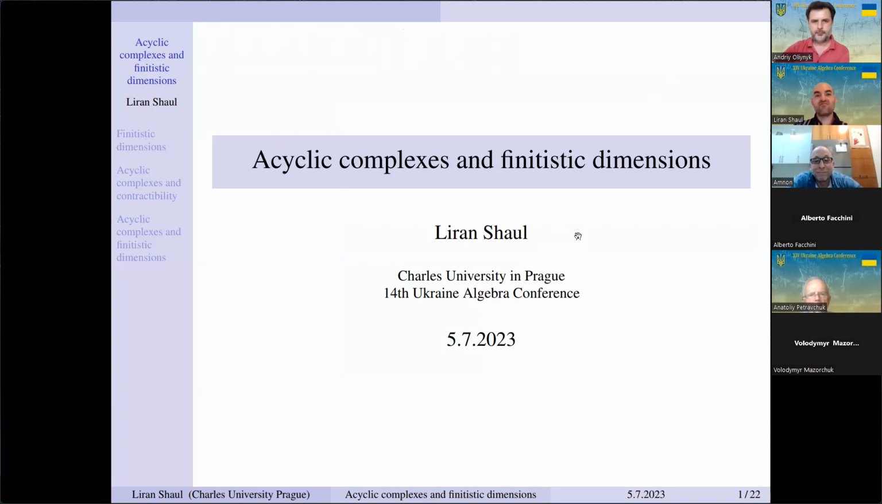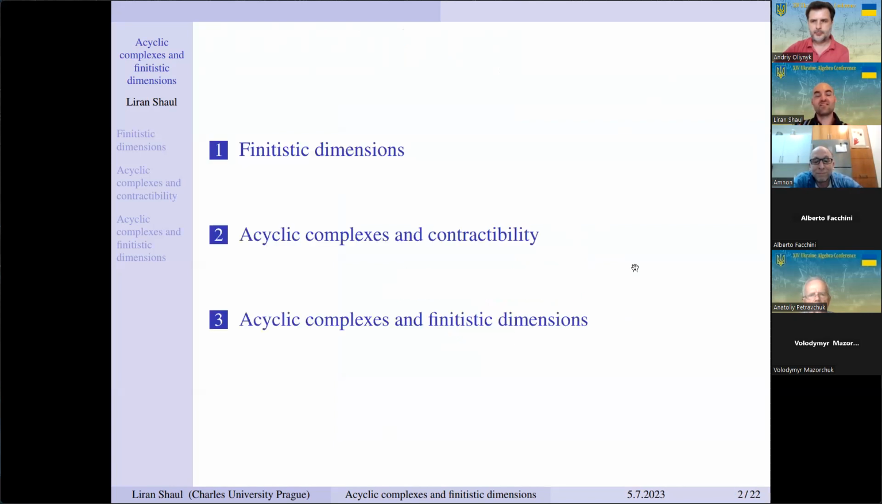As the title states, I'm going to talk about acyclic complexes and finitistic dimensions. My talk has three parts. First, I want to recall what finitistic dimensions are and some basic properties of them.